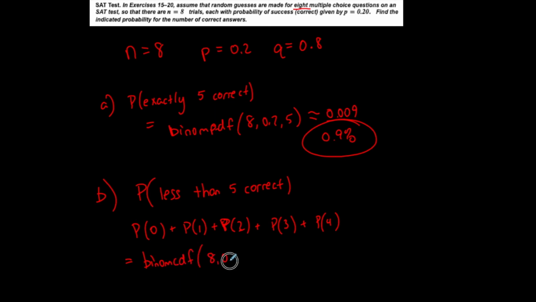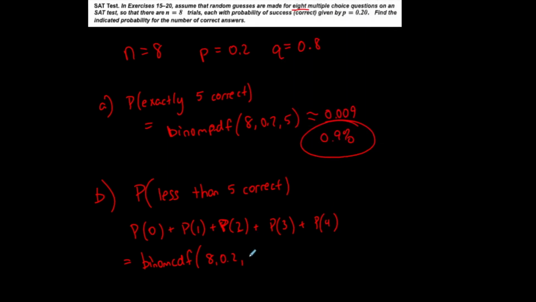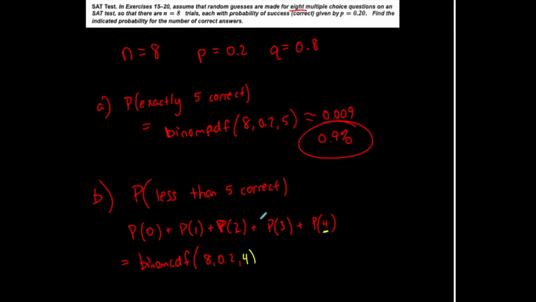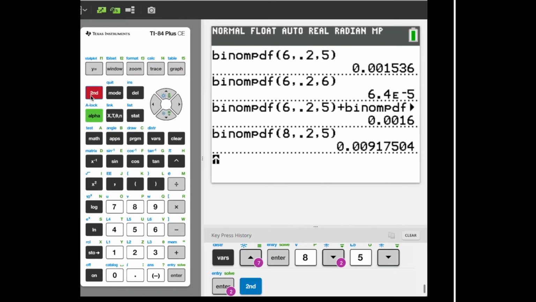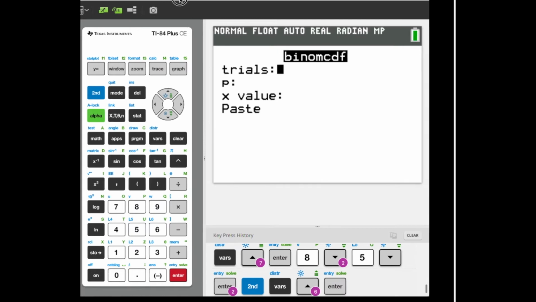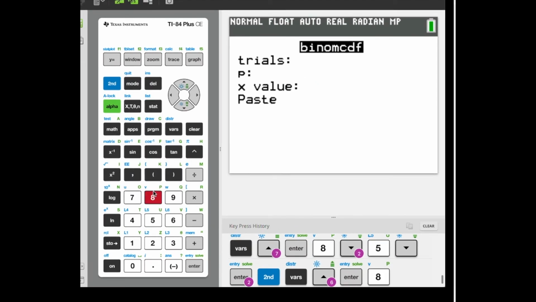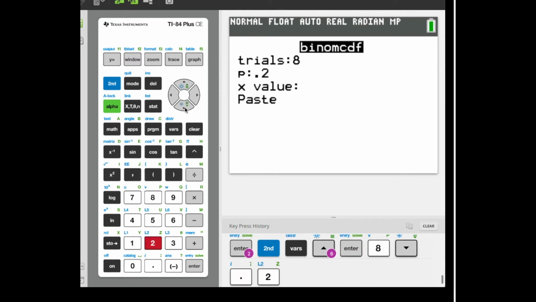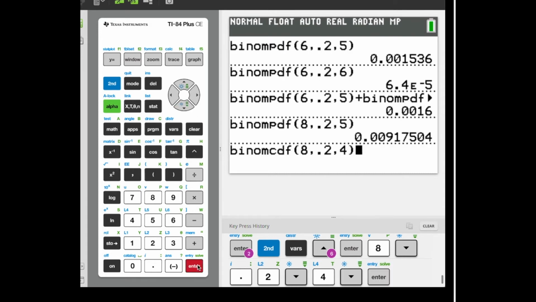N is 8, P is 0.2, and I want my X to be 4. I want it to be the last value in my addition. Binom CDF is going to do this whole sum for me. Well, let's go. Second vars, down to binom CDF. Be careful you don't accidentally choose the wrong one because they look similar. Trials was 8. Probability of success is 0.2. The x value was 4. Now this is binom CDF.